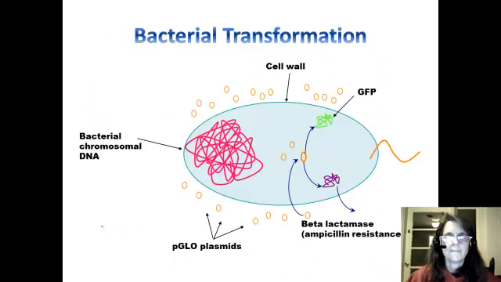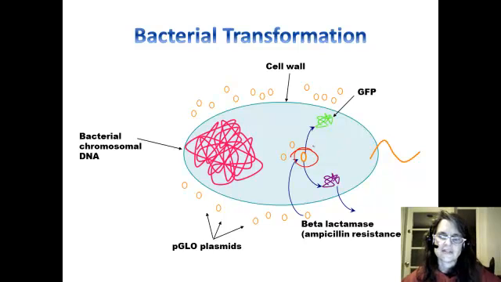Okay, here you're just seeing another picture, the same picture we saw earlier, but this time we've got this pGLO plasmid right there. It has 2 genes on it of interest. It's got the one that's going to code for GFP. It's got another gene that's going to code for ampicillin resistance. The protein that gene makes is called beta-lactamase. You don't need to know that.